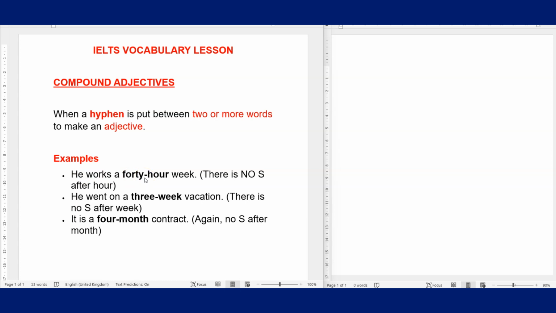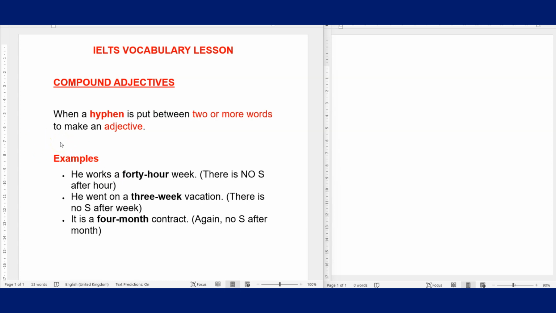So he works a 40-hour week. And also, he went on a 3-week vacation. You can't say he went on a 3 weeks vacation. Take note of that. It is a 4-month contract, not a 4 months contract. So you can see that there is no S after the words there. They are in their singular form, and that is how a compound adjective looks like. Let's do a little exercise.